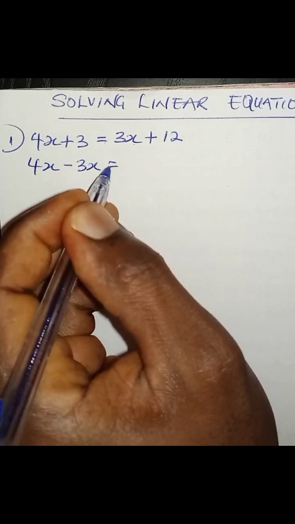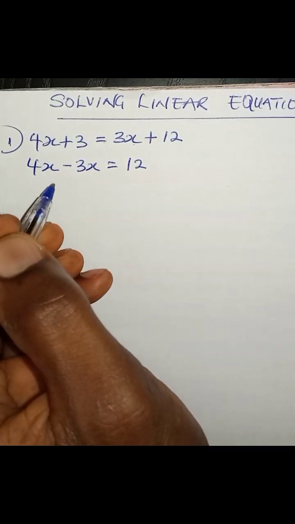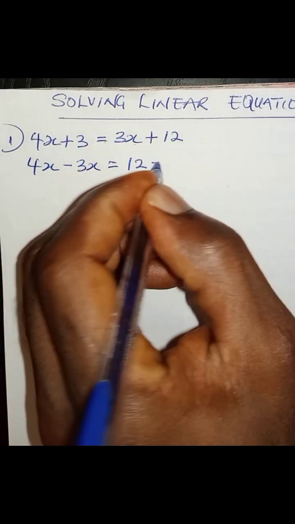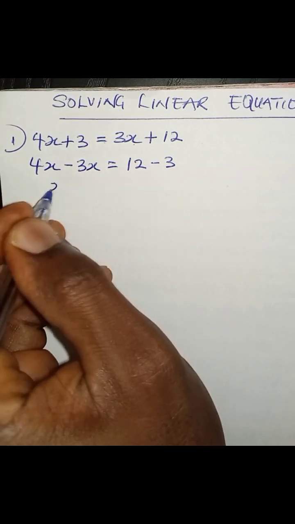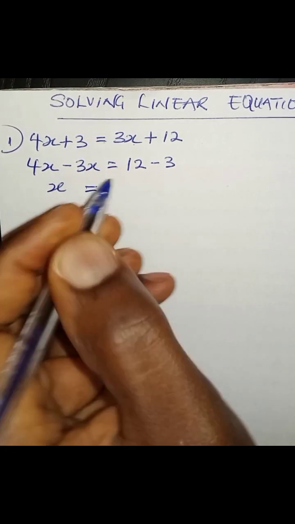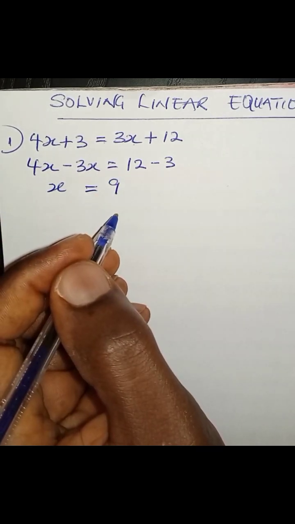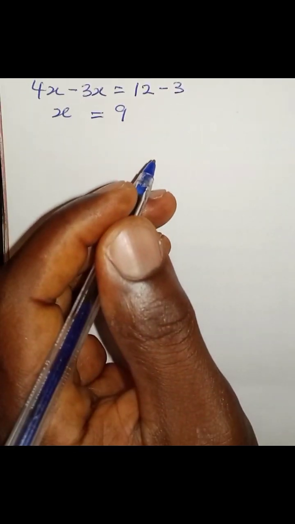You bring down the equality sign. We have plus 12 on this side, so we'll bring down our 12. Then plus 3, when it crosses the equality sign to this side, becomes minus 3. 4x minus 3x gives us 1x, and that's equal to 12 minus 3, which is 9. I hope this helps someone. All right, let's see another question.